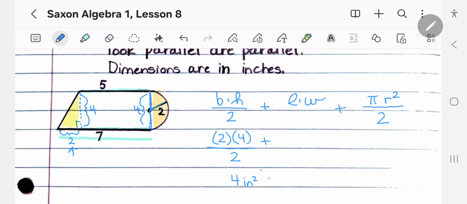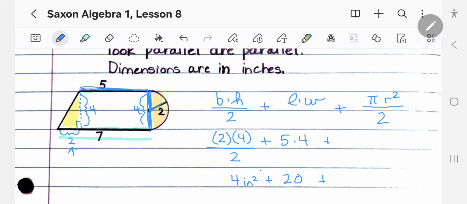Now let's add to that length times width for the rectangle. Now this is where I did one earlier by myself before the video, and I messed up when I was doing the length and the width, so be careful. We can see here that this is 5 and this is 4. Don't accidentally use the 7. So 5 times 4, that's going to be 20.